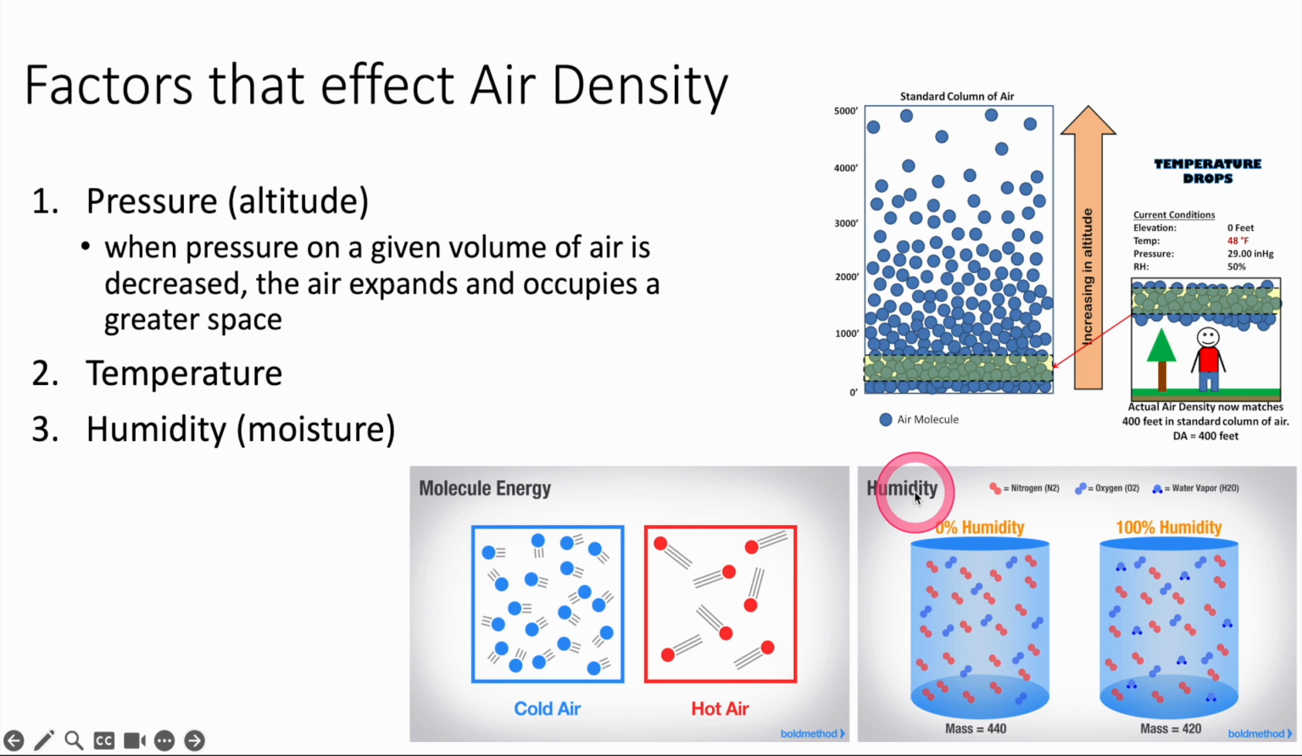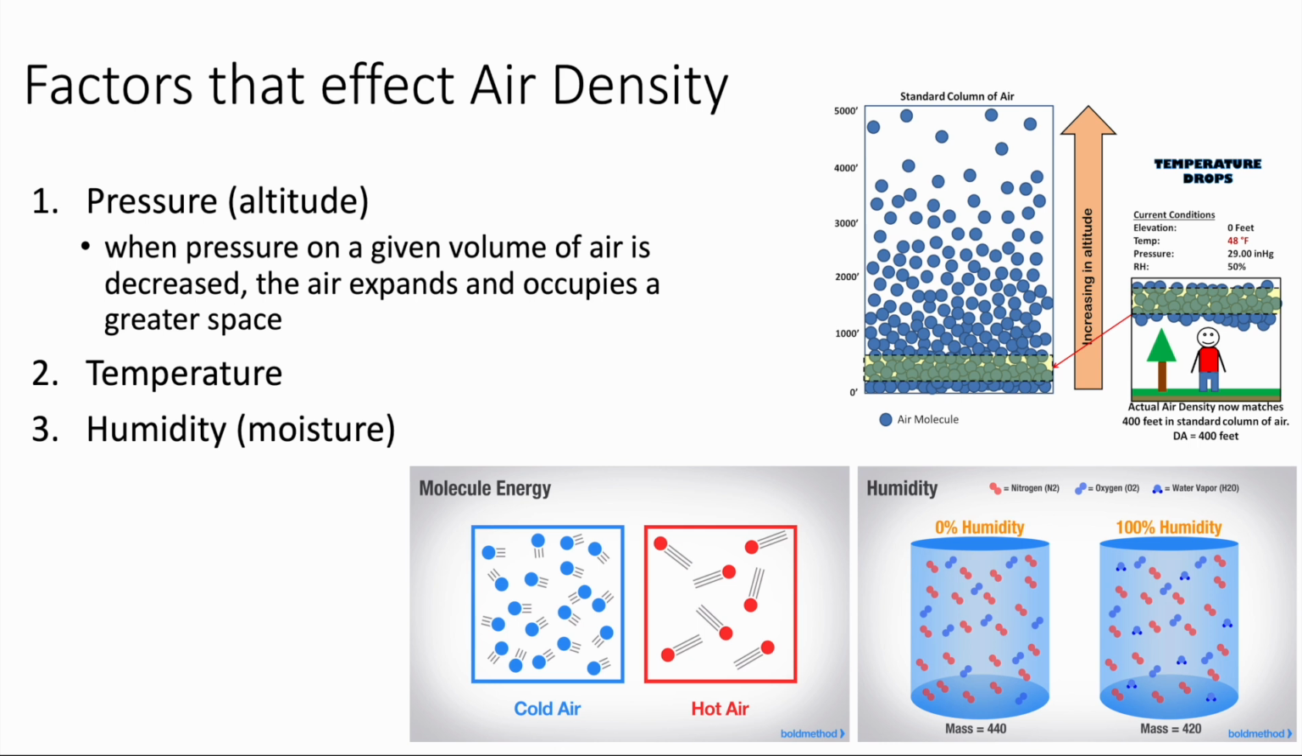Next is humidity. So as humidity increases, water vapor displaces oxygen molecules and the air becomes less dense. So I think this is kind of a bad image. They all look the same. It's really hard to depict which one's water and which one's air. But really, water vapor is occupying the place that oxygen is, and it kind of pushes it out of the way. So just as a quick review, anytime altitude increases, heat increases, or humidity increases, air density goes down.